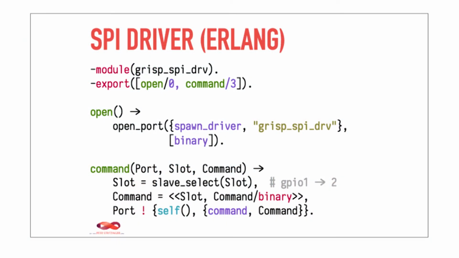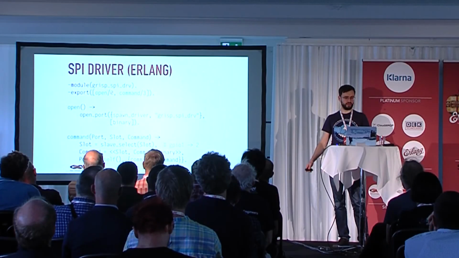It's a driver, so it's a port driver. We spawn it. We want to talk with binaries back and forth because it's nice in Erlang. You can do stuff like send hexadecimals very easily and so on. Here on the Erlang side, we do the mapping. So we map from the atom GPIO1, for example, to the actual index of the chip select that the CPU wants or knows about. And then we send off this command to the port, and that's it.